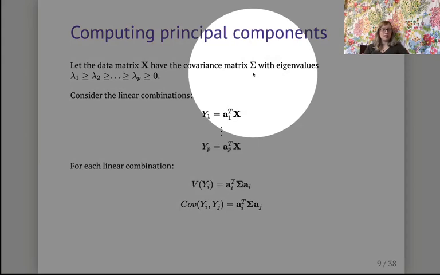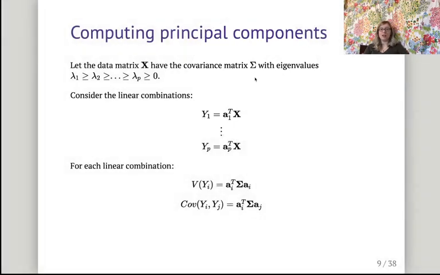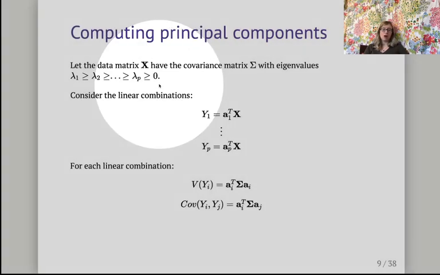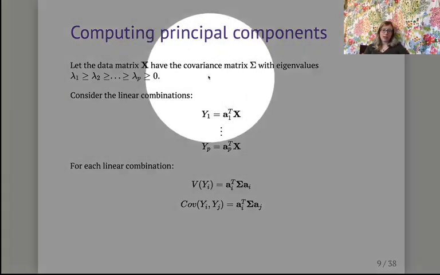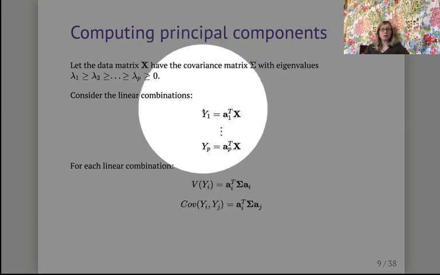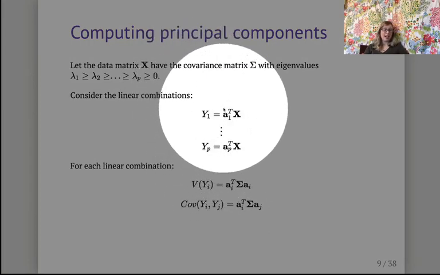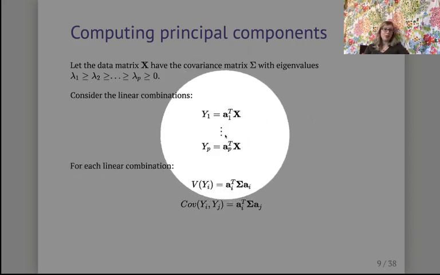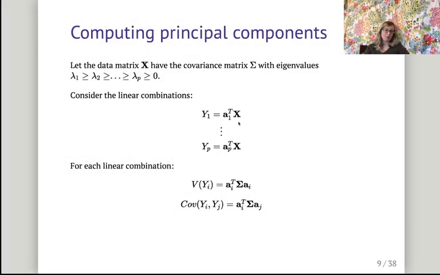So sigma is the covariance between all of the variables. That sigma matrix has eigenvalues. We'll call those lambda 1, lambda 2, through lambda p, all positive. So consider the linear combinations. We can write each of these principal components essentially just as some linear combination, A times x, which we'll replace with phi times x momentarily.